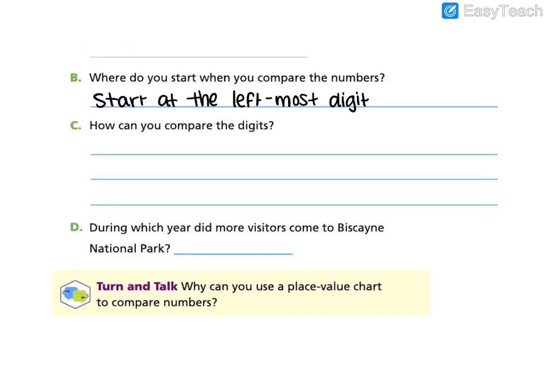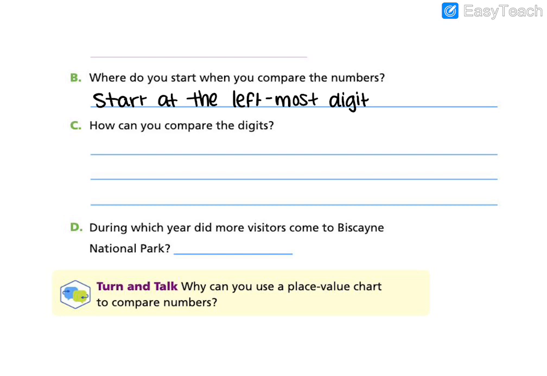So go ahead and write your answer. How can we compare the digits? What did we just do? We started in the hundred thousands place, the leftmost digit. Because those were equal, we moved to the next digit to the right. We looked at the 10,000s place. Each time we're looking to determine the digit of greater value. And if those digits are equal, we move to the next place value column.